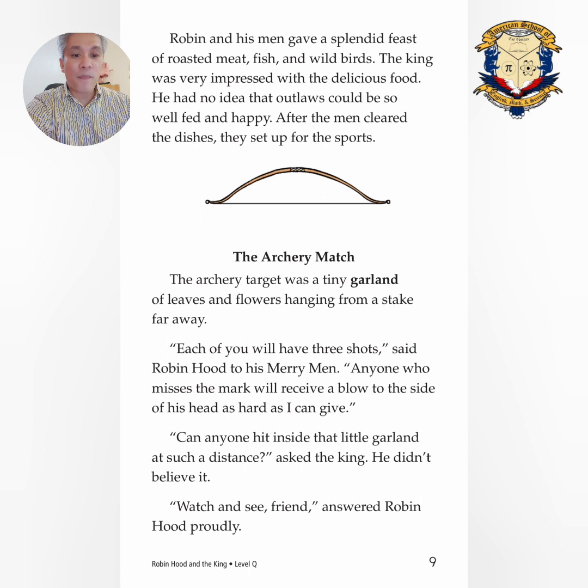Anyone who misses the mark will receive a blow to the side of his head as hard as I can give. "Can anyone hit inside that little garland at such a distance?" asked the king. He didn't believe it. "Watch and see, friend," answered Robin Hood proudly.